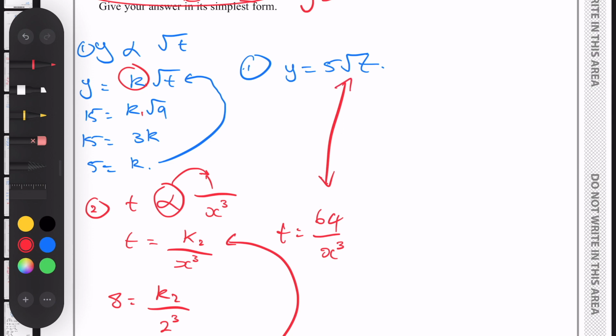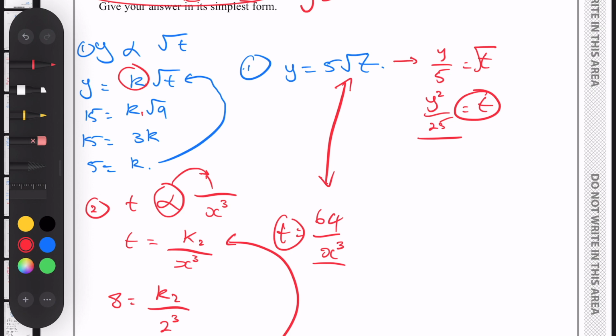So if we make t the subject for both, so this one, we're going to divide both sides by 5, and you'll get y over 5 equals the square root of t. And if you square both sides, you'll get y squared over 25 equals t. If t equals y squared over 25 and t also equals 64 over x cubed, then those two have to be equal to each other. So I would say y squared over 25 equals 64 over x cubed.